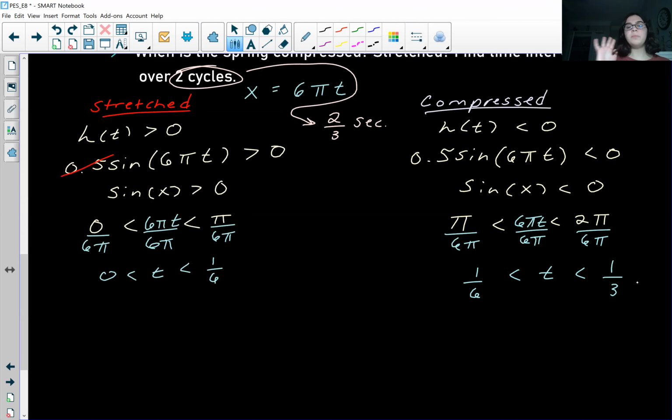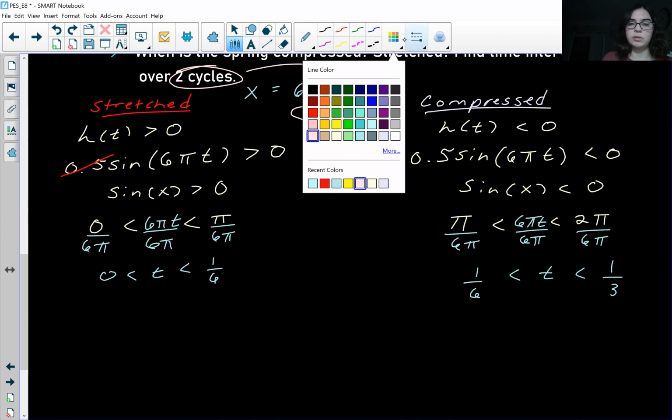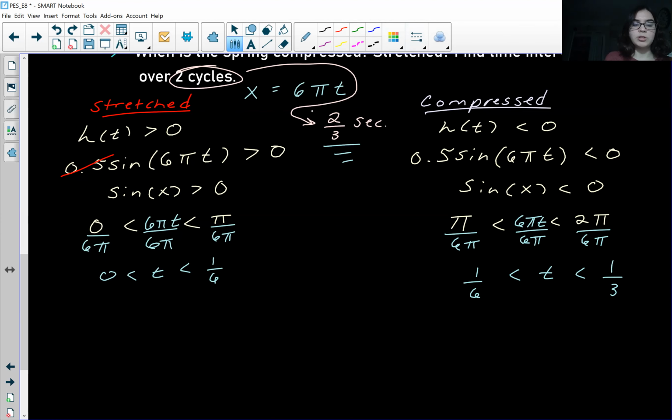Okay, so we're almost done, but that doesn't really answer the question fully because we're doing this over 2 cycles, and right now we only have between 0 and 1/3 second. And so here's what you do in this situation. I just want to point out it's because of the 6 pi. When you have that sort of coefficient and you end up dividing by it, it makes your intervals smaller, so then you have to keep adding them on until you fill up the interval in the question. So let's go back to this right here.